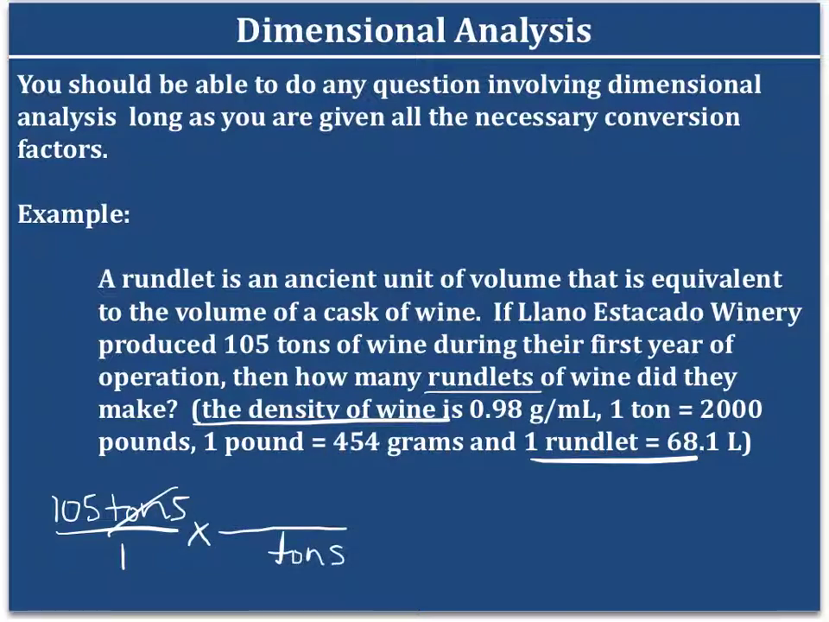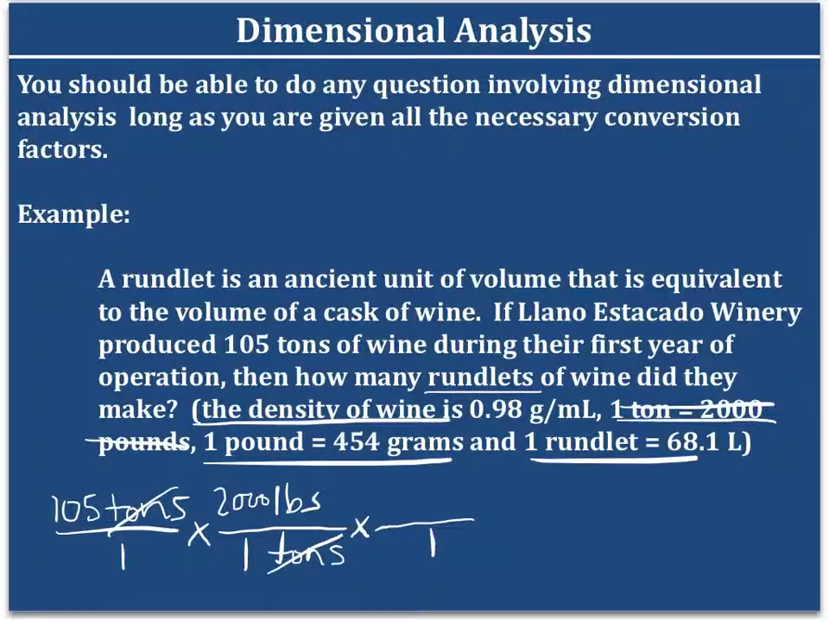And let's see, yes, we have 1 ton equals 2,000 pounds. All right, great. So now, is there a conversion factor pounds to rundlets? Well, no, we don't see it, and let's just cross that one off since we've used that. But what we do have is 1 pound equals 454 grams. So let's write that down. Okay, so now our pounds cancel. So let's just cross that one off as well.